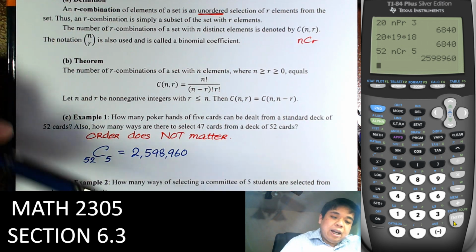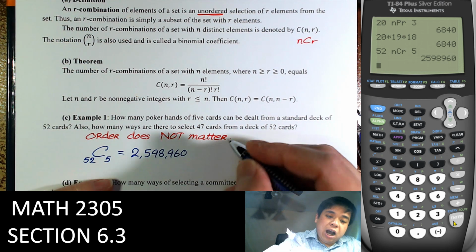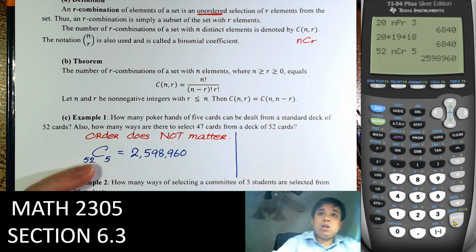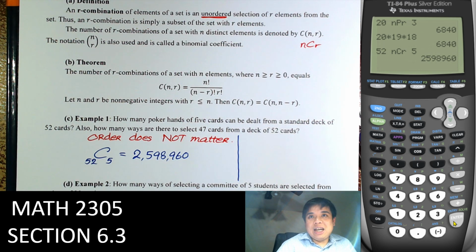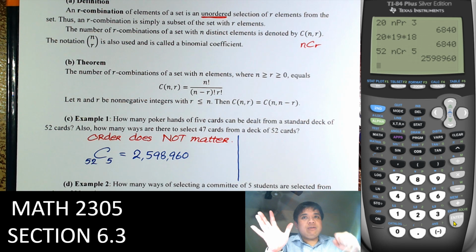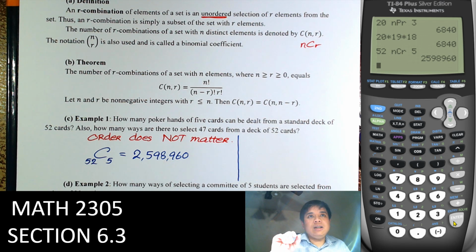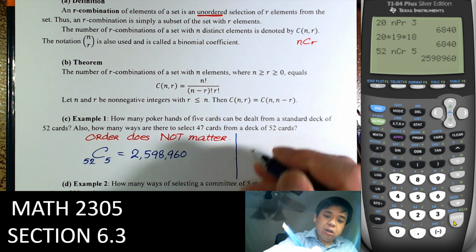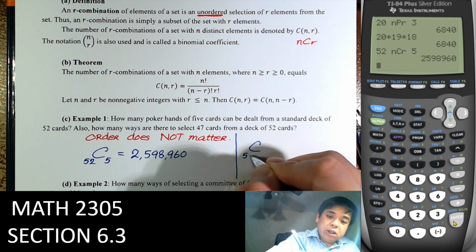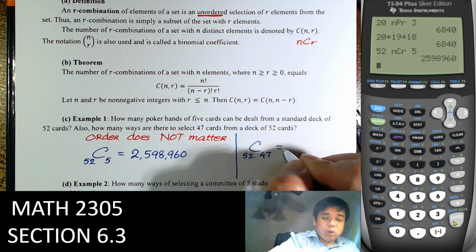Right. Next, check how many ways to select 47 cards out of 52. By the way, this should be the same, right? You have 52 cards. You select 5, you have 47 left. Or the 47 left, there are 5. Either way, they're the same thing. So they should be the same combination. But if we're not sure, we will calculate that.